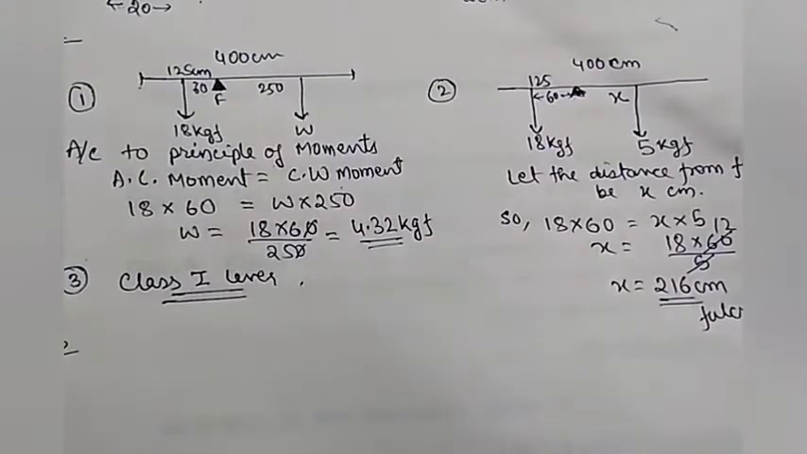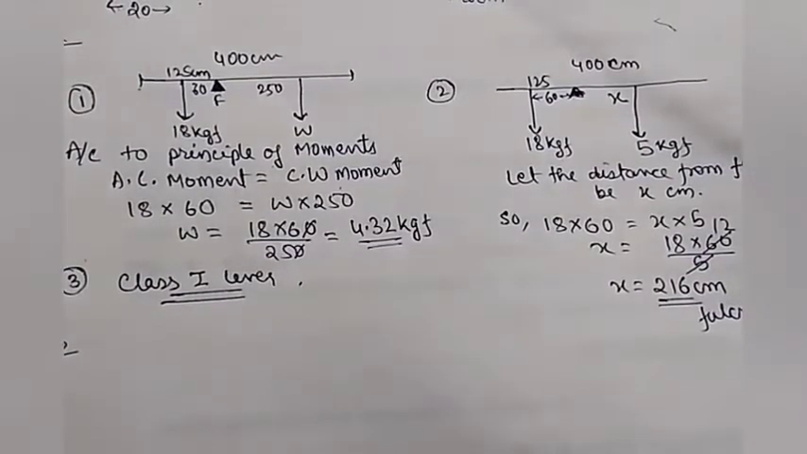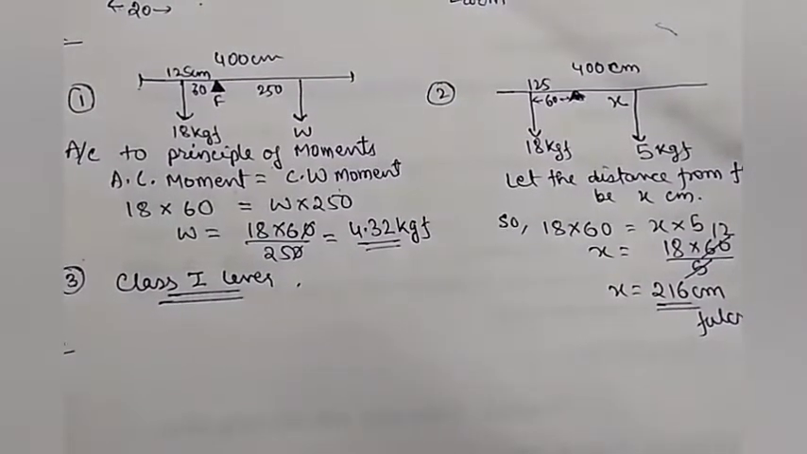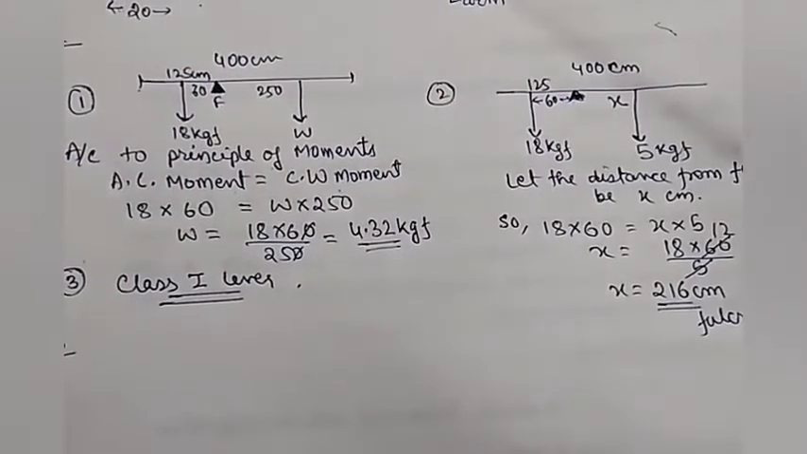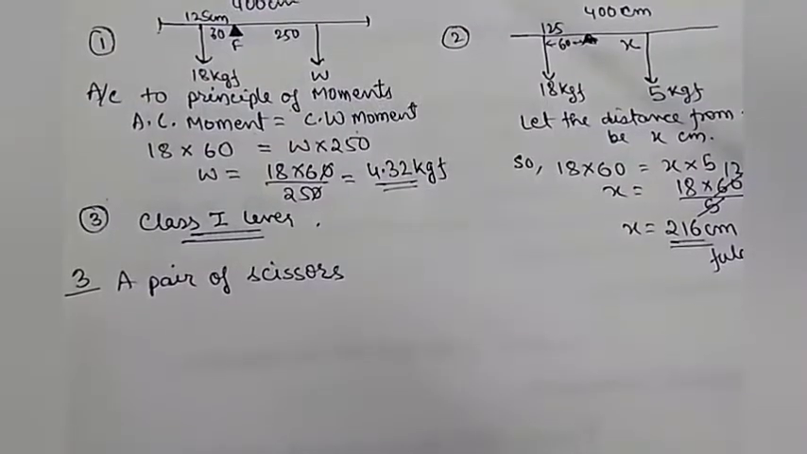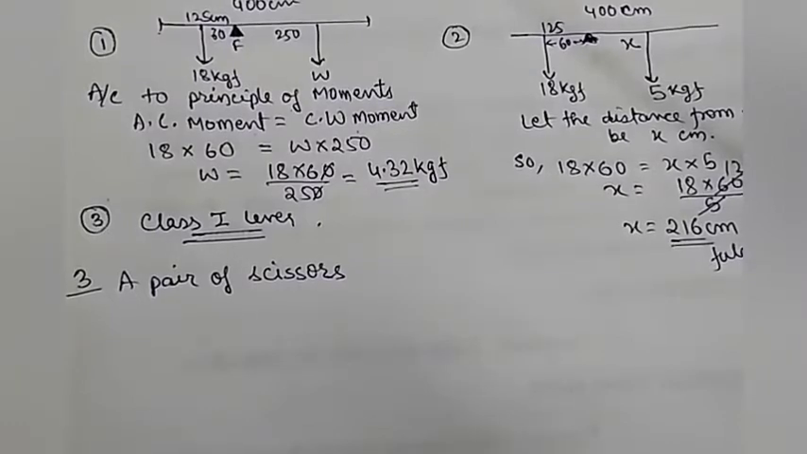Question number 3. A pair of scissors has its blade 15 centimeter long, while its handles are 7.5 centimeter long. What is the mechanical advantage?